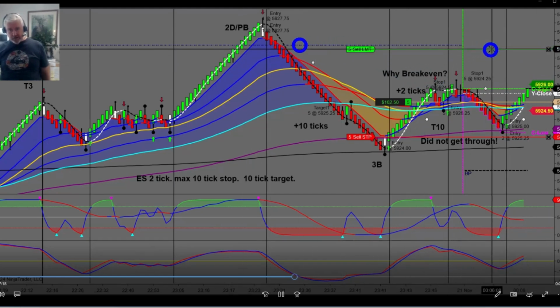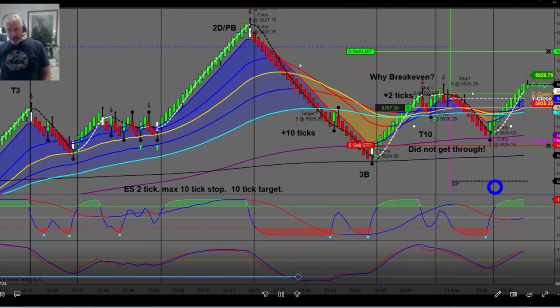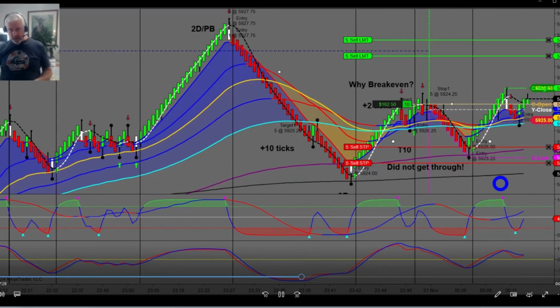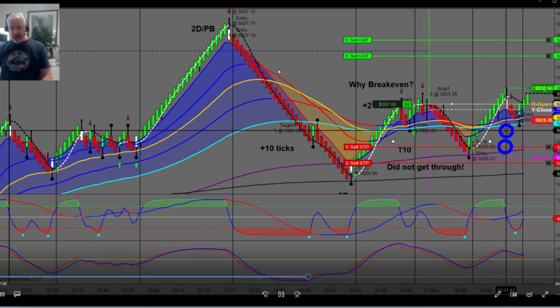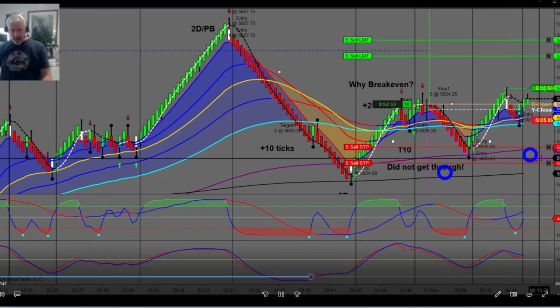Okay, and so you can see my target is up there at a prior level, and I actually add to the position, as you'll see in a moment, and I leave my 10 tick. So I add here because this is what we call a breakout pullback setup, and I leave my 10 tick stop loss in on that one and this one.